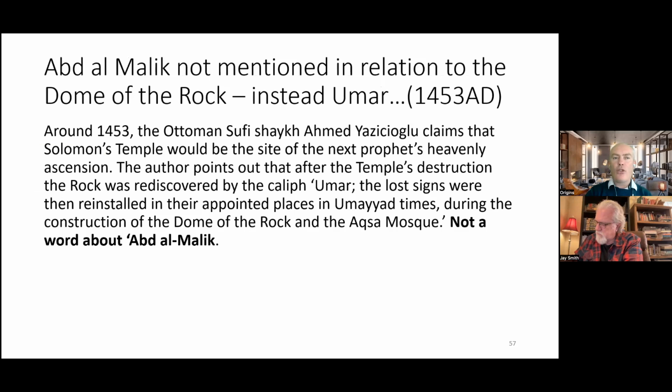Now, 1453, Abd al Malik is not mentioned in relation to the Dome of the Rock. Instead, it's Umar again. Around 1453, the Ottoman Sufi Sheikh Ahmed Yazi Oglu claims that Solomon's temple would be the site of the next prophet's heavenly ascension. The author points out that after the temple's destruction, the rock was rediscovered by the Caliph Umar. The lost signs were then reinstalled in their appointed places in Umayyad times during the construction of the Dome of the Rock and the Aqsa Mosque, and there's not a word about Abd al Malik. So it seems that they're still confused about who exactly built the Dome of the Rock. Is it Umar? Is it Abd al Malik?